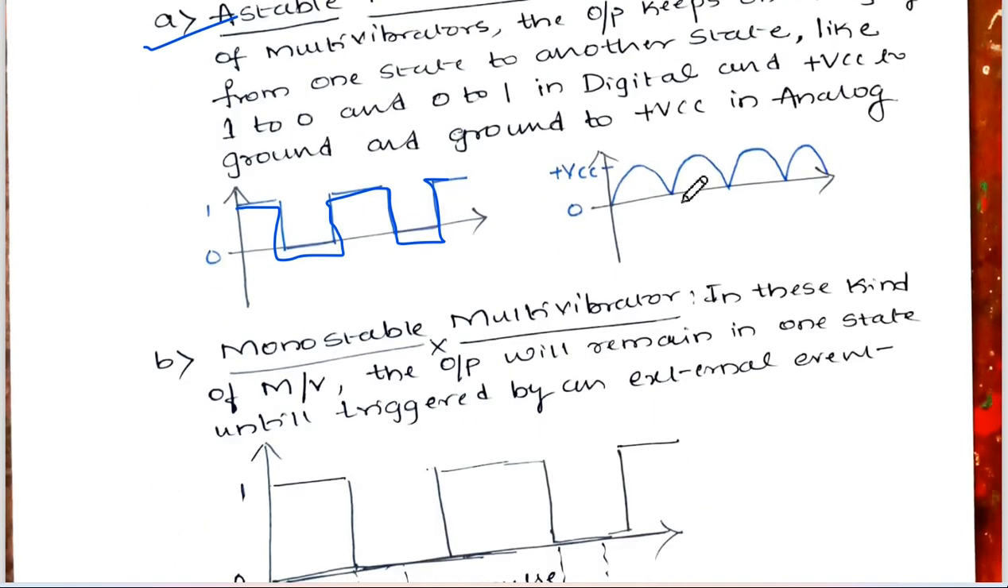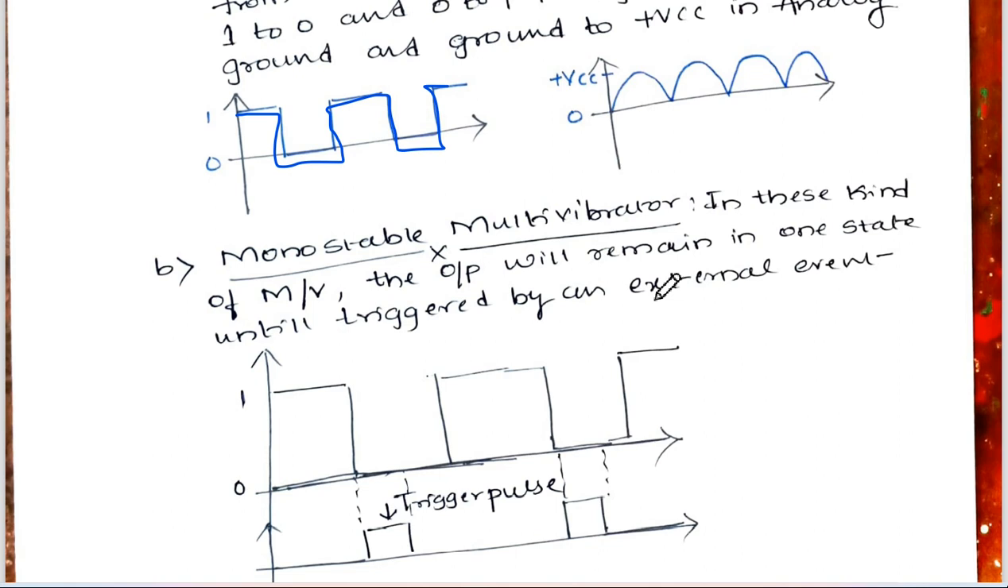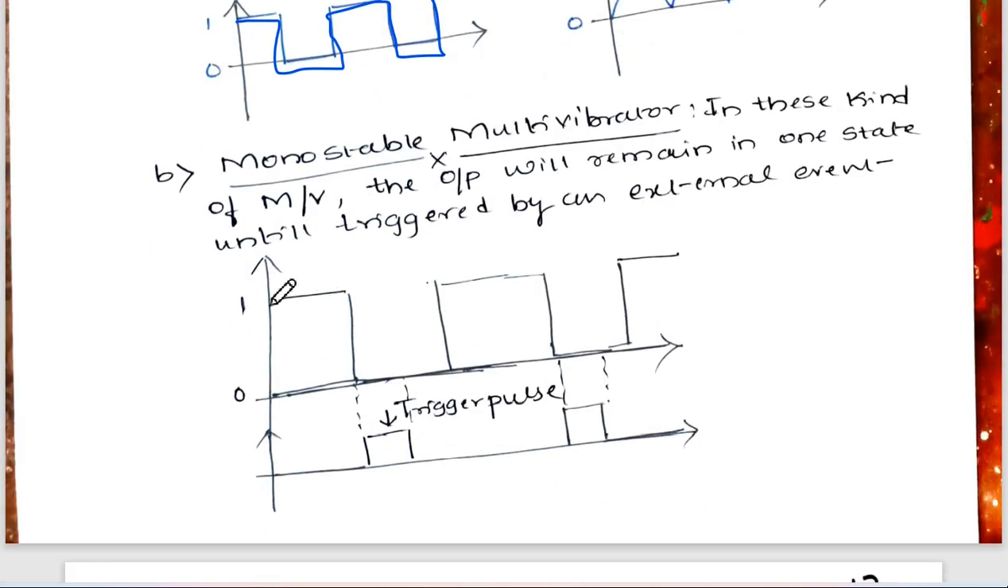Okay, and monostable multivibrator, if you consider, in these kinds of multivibrators, the output will remain in one state. As you can see, it will be either in one state, it may be logic 1 or logic 0. It will remain there until an external event is triggered. So what is the meaning of this? As you can see, this pulse is like a triggering event which will force this to change from 1 to 0 for some time. Again it will come back to its original state, that is 1. Something like a smoke sensor: after sensing smoke, the action should take place.